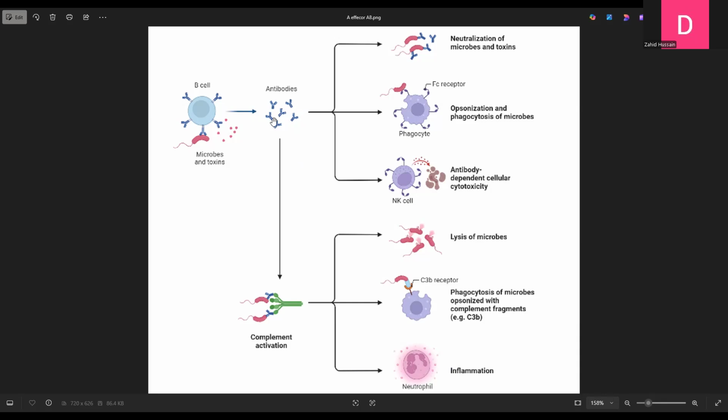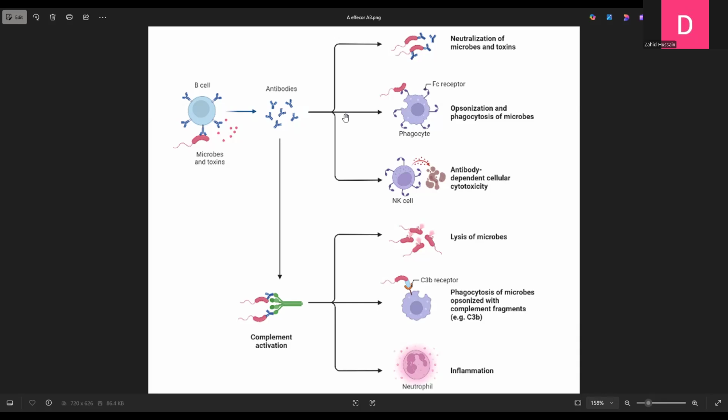The other thing is that these antibodies will help to neutralize these microbes and toxins. Toxins are the poisonous substances which will be secreted by these bacteria, and antibodies will bind with these toxins and neutralize them. And also, if there are some viruses, it will help in their neutralization.